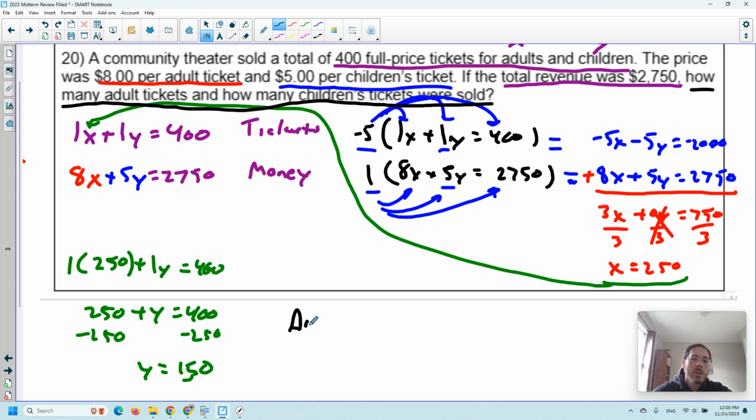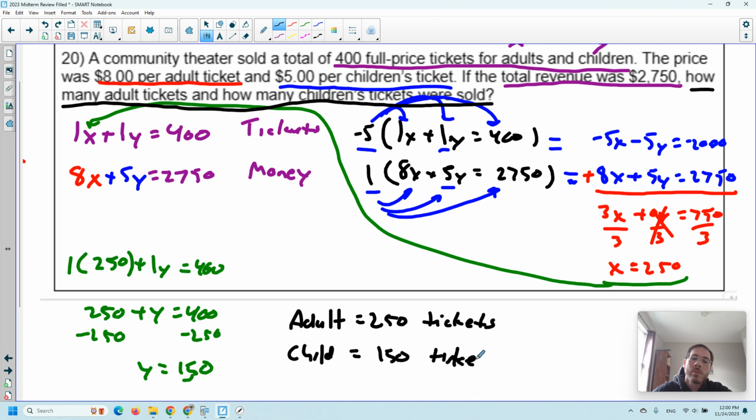So for adults, that's definitely not how you spell adult. But for adults, we said that the adults were the x. So that's 250 tickets. For the children, that's the y. So 150 tickets. Again, we can't write it as a coordinate pair because you haven't told me which one was the adults and which ones are the children. So a coordinate pair would not be a correct answer in this case.